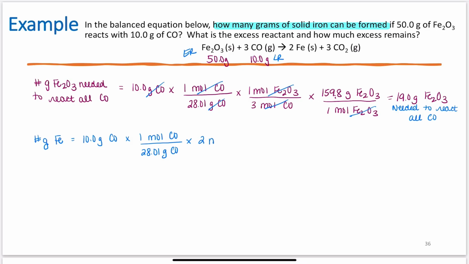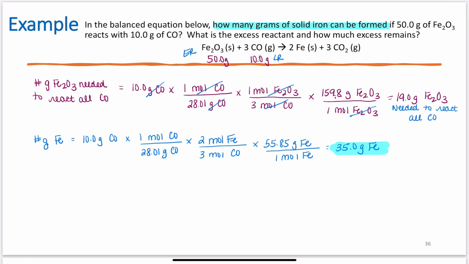I see based on the balanced reaction that 2 moles of iron are produced for every 3 moles of carbon monoxide consumed. And then I look on the table and I find the atomic weight of iron, and it's 55.85 for every 1 mole of iron. This gives me 35.0 grams of iron. So I've answered the first part of the question. I can produce 35 grams of iron based on the system.